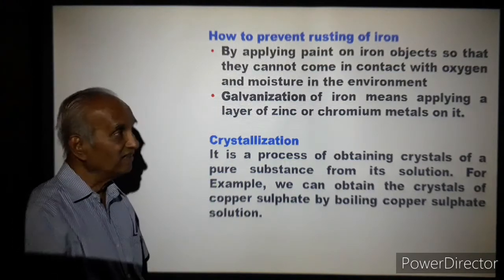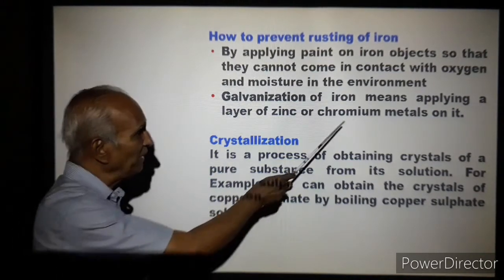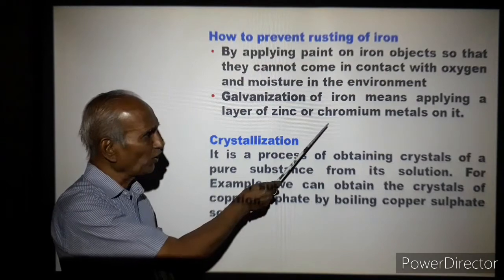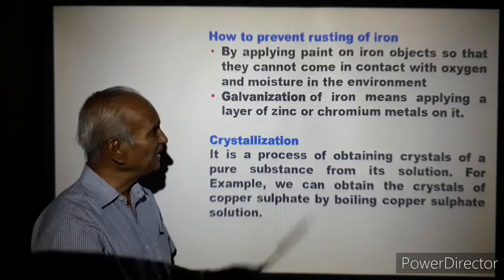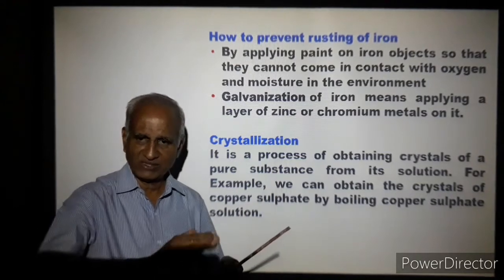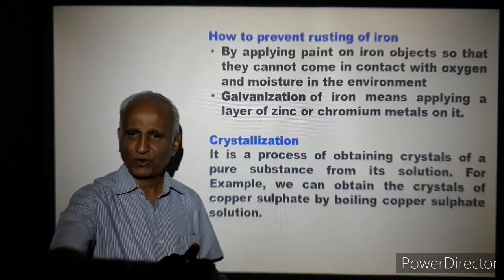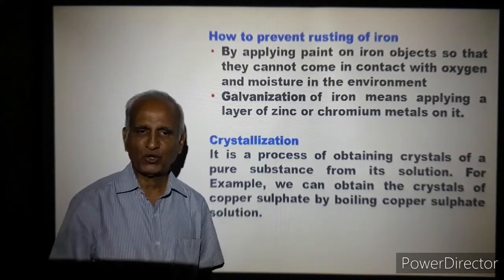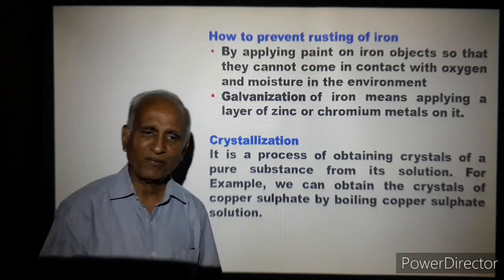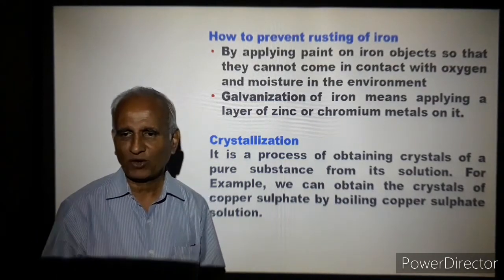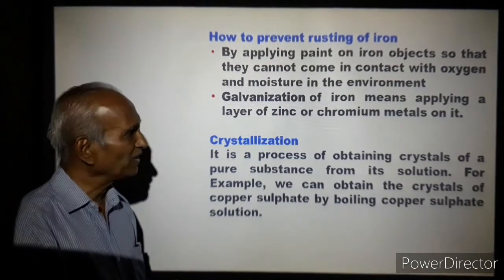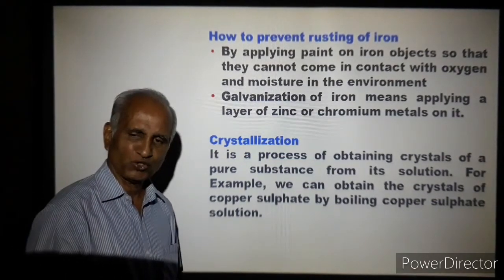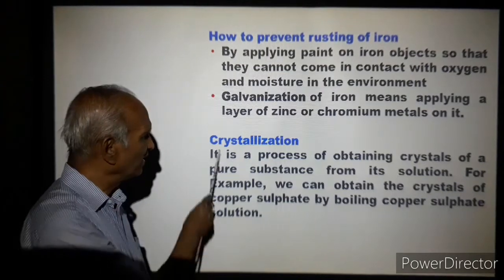Galvanization of iron. This is another way. It means applying a layer of zinc or chromium metals on iron. Instead of painting, you get it galvanized. You have a layer of zinc or you have a layer of chromium. That is also a screen that prevents iron from coming in contact with water and air. So galvanizing iron is also a procedure.